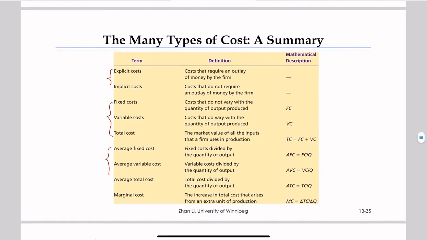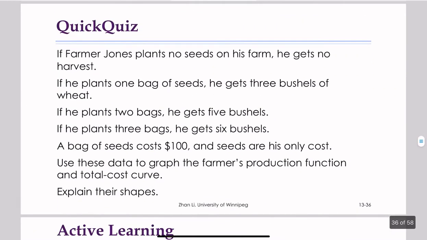And then based on the definition of fixed cost, variable cost, and total cost, we can define average fixed cost, average variable cost, and average total cost. And all these three kinds of costs are defined by their respective costs divided by quantity, right? For example, average fixed cost is just fixed cost divided by quantity. And then at last you have marginal cost, which is the change in the total cost divided by the change in quantity. Okay, now let's finish this quiz here.